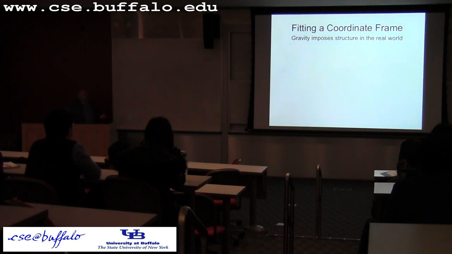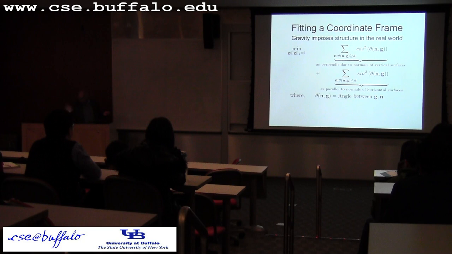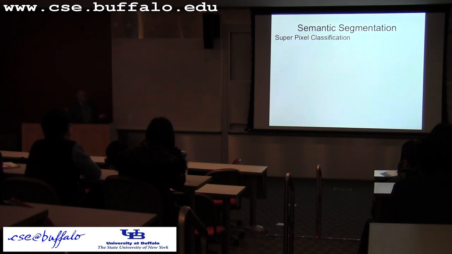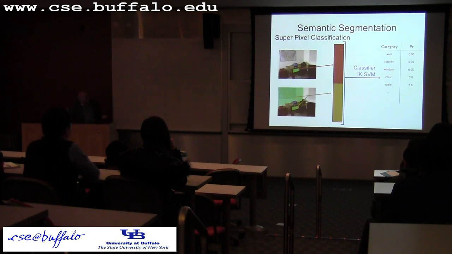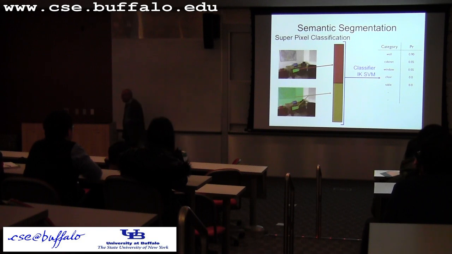So we found something which was very useful, which was that you want to put everything in a geocentric frame. It turns out that you can solve a nice problem, which I will skip. So you just train your classifier. You have some features from each of these parts, and then you train through machine learning on it. The classifier is trying to classify the superpixel, and it says the probability that this is wall is 0.9, cabinet 0.05, window, and so on.